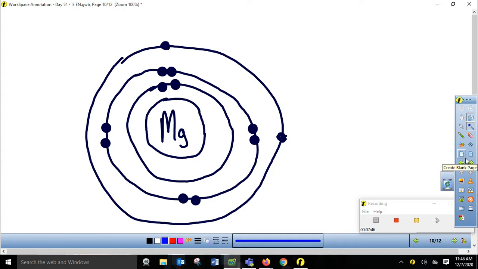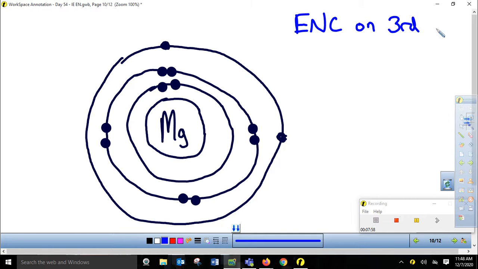Now let's look at why this is true. Why is it so much harder to steal a third electron compared to a second electron? What we want to do is calculate the ENC on the third energy level electrons.